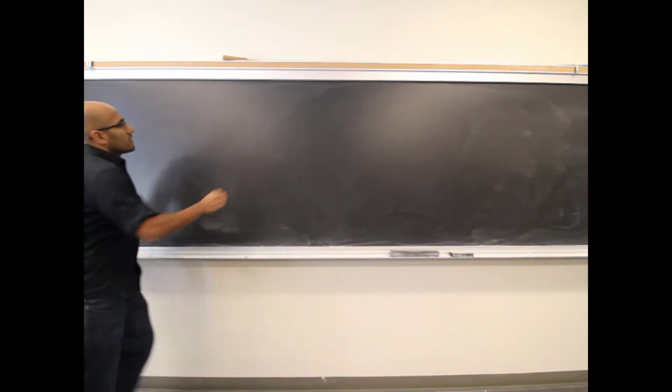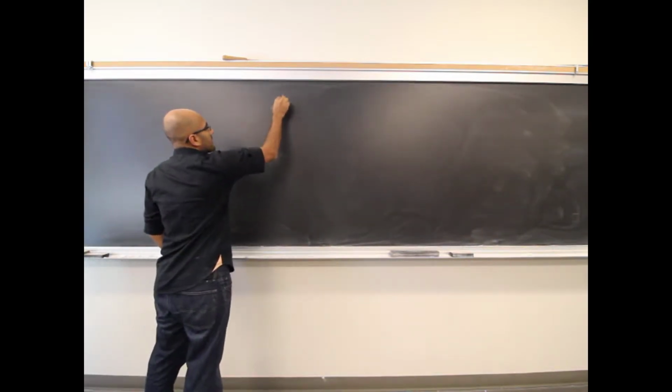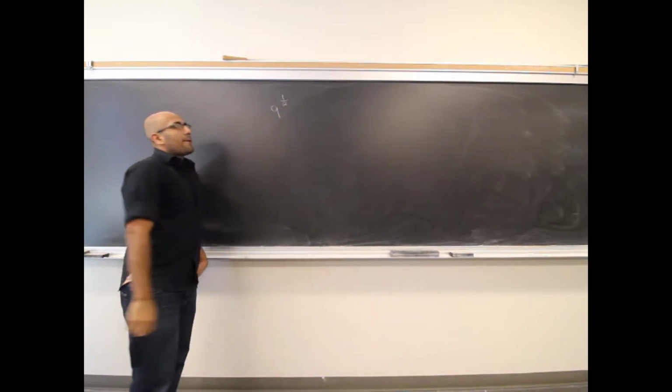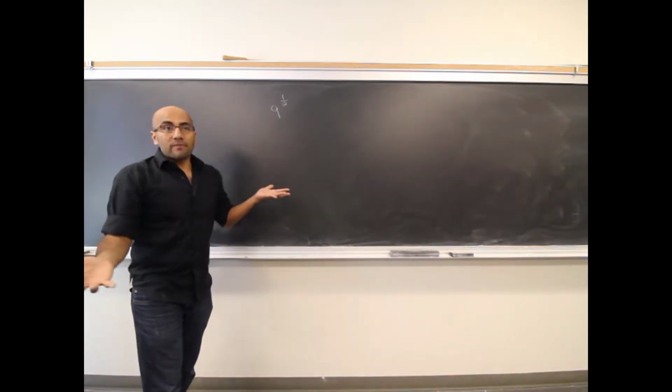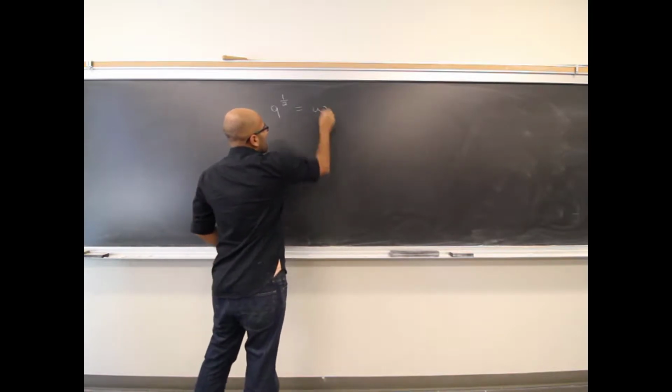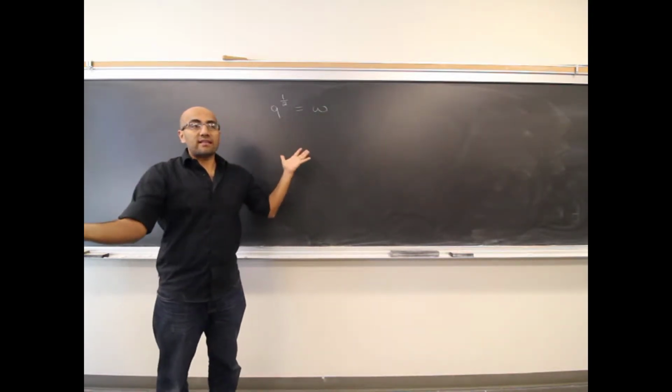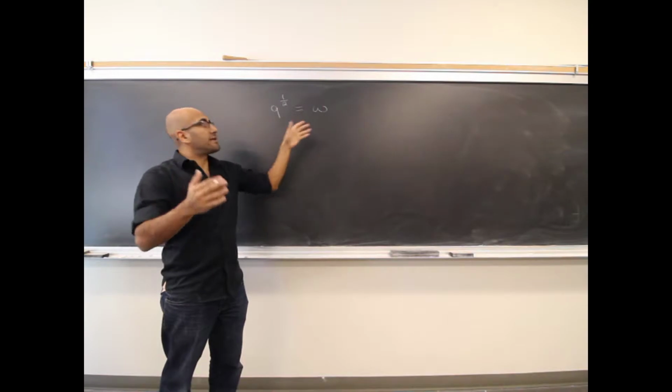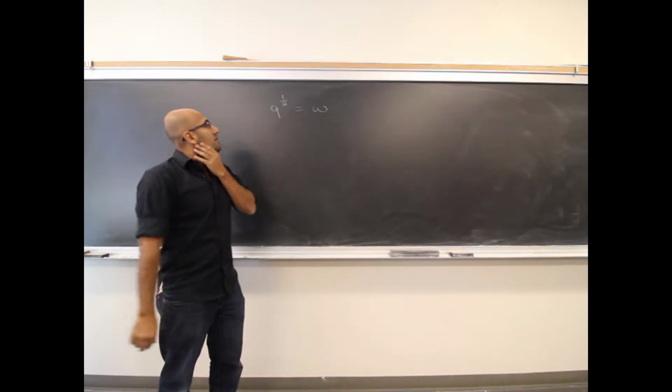Let's think about this. 9 to the 1/2. Well, it's equal to something, right? That's what we're trying to figure out. So let's just make it equal to some W. W represents the answer. That's what we're trying to figure out. I don't know what it is, but it's equal to something, right?